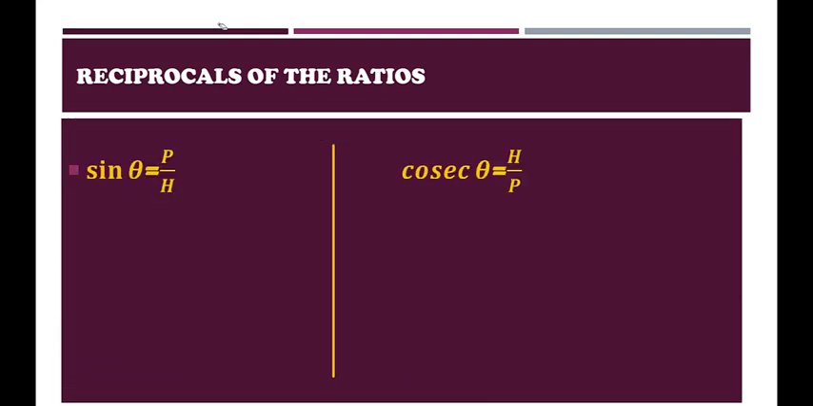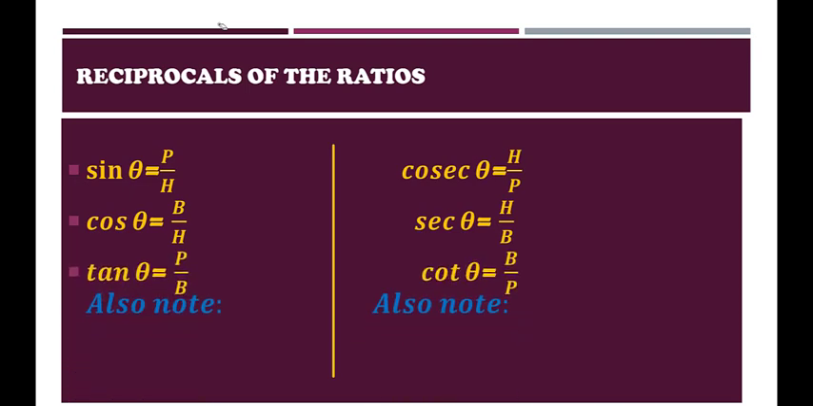So let us see. Sin theta is the reciprocal of cosecant theta. We know sin theta is perpendicular upon hypotenuse. So cosecant theta, reciprocal means, it is hypotenuse upon perpendicular. Cos theta is base upon hypotenuse. So secant theta will be the reciprocal, that is hypotenuse upon base. Tangent theta is perpendicular upon base. So cotangent theta is base upon perpendicular.